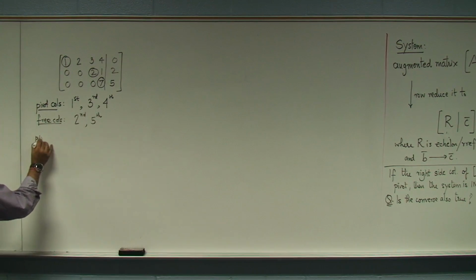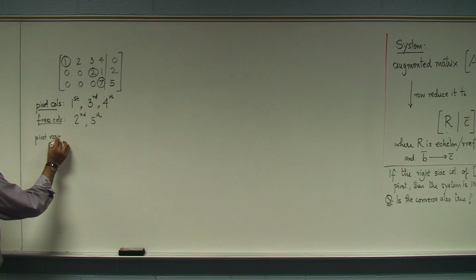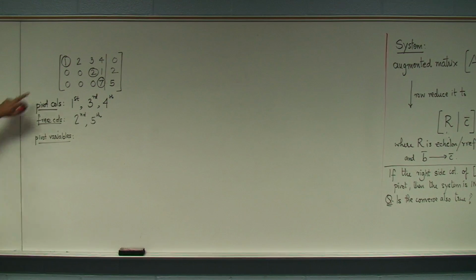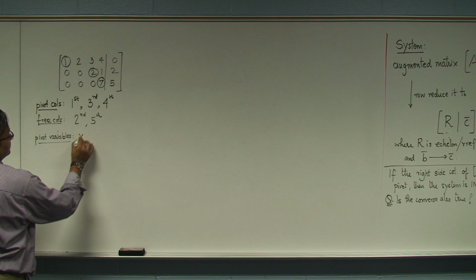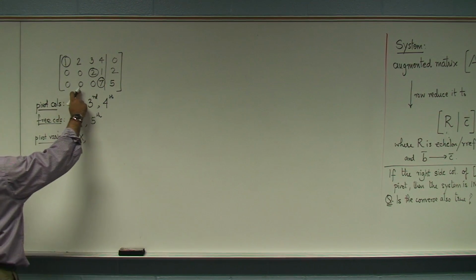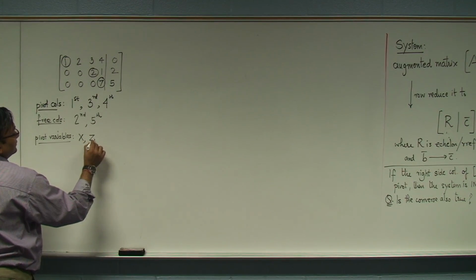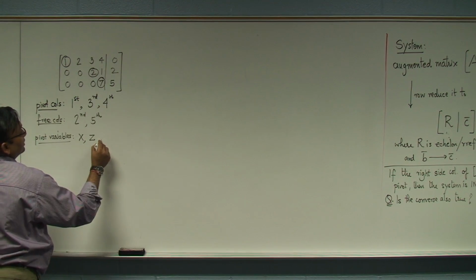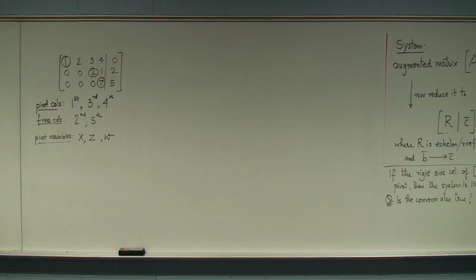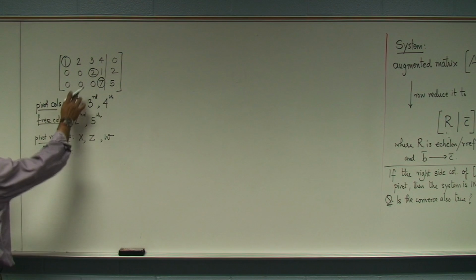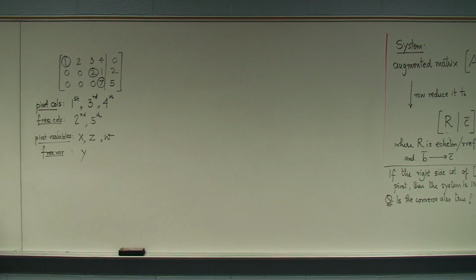What are my pivot variables? Corresponding to the first column, let us say the variable was x. The second column is a free column. Third column, let us say x, y, z, so the third column is the z column. The fourth column, let us use the letter w. So the pivot variables are x, z, and w. And what were the free variables? The free variable corresponds to the second column, and we said y was associated with that. So let's call y our free variable.